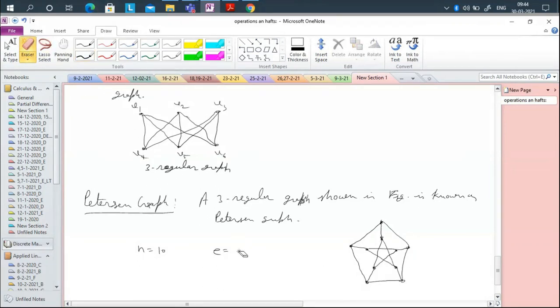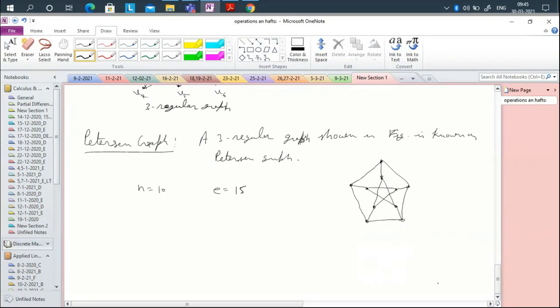Because we count each edge twice. Whenever we multiply n by the degree, 3, and each vertex has the same degree, we must divide by 2 also. So there are 15 edges. This is called the Petersen graph.